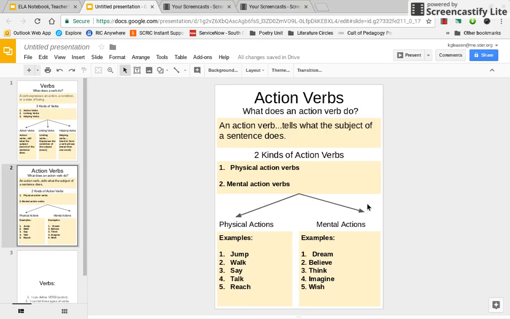So now we know the difference between physical and mental actions. You're going to go back into Schoology and you're going to look at some sentences and identify what the main verb is. So that would be.